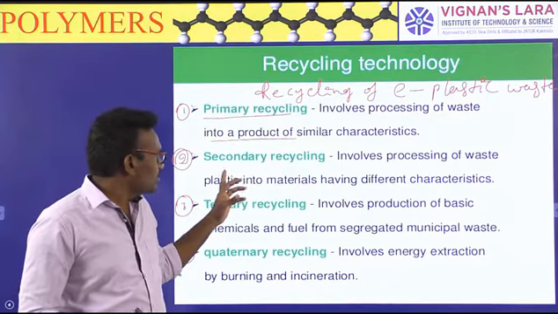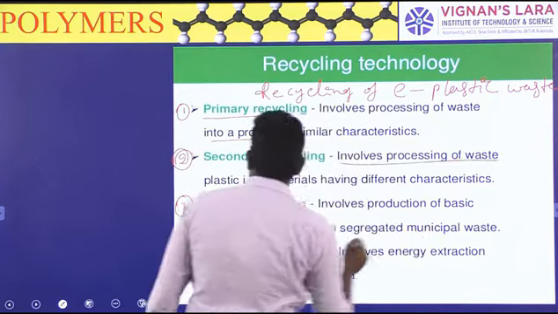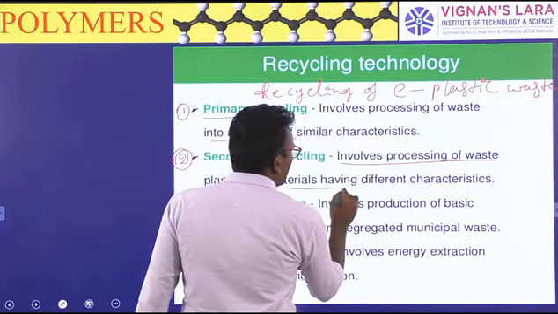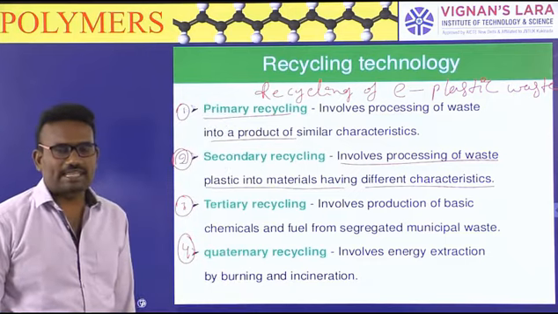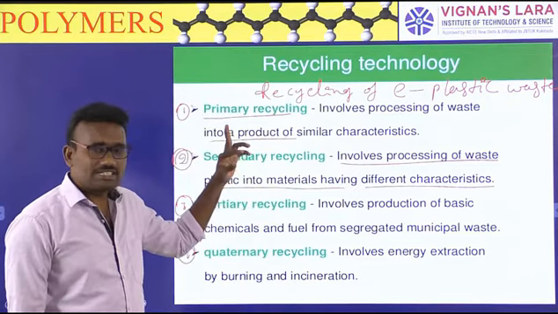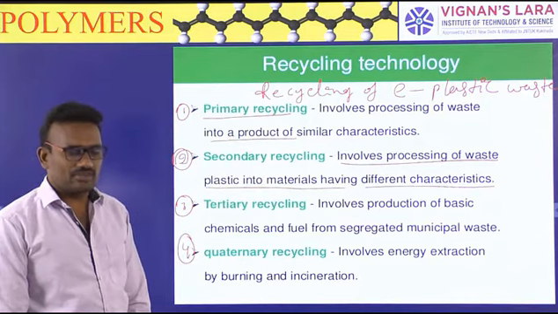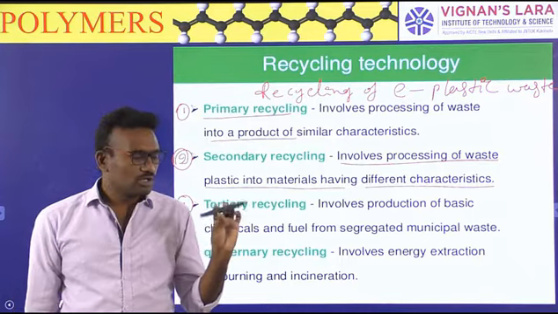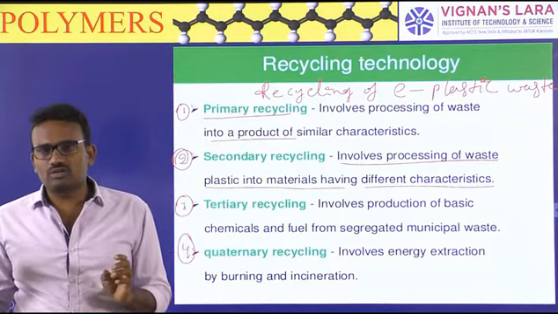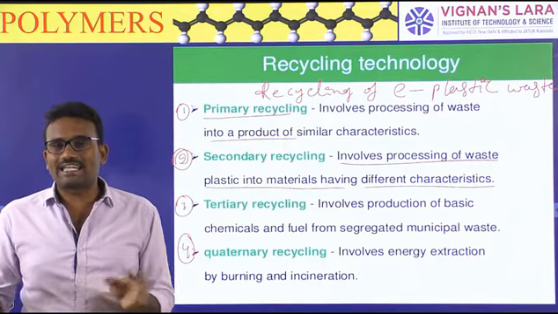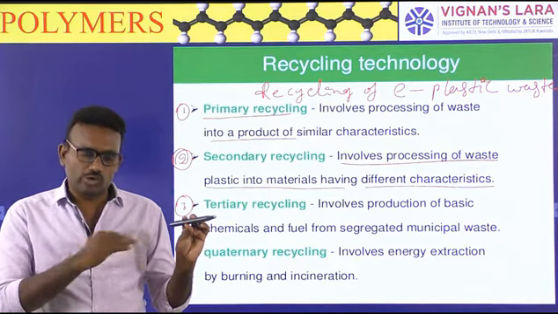The second process is secondary recycling. It involves processing of waste plastic into material having different characters. The first is no change by any chemicals, but the second is to change the characters. For example, one plastic item with low character, in the reusing process, is converted into high characters. How to convert to high character, high properties?